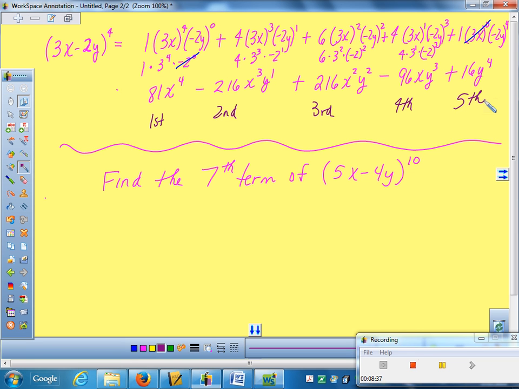So that means, yes, if I say find the 7th term, then your y will have a 6th power on it. So in this case, since it's negative 4y, you will have negative 4y to the 6th power. Well, basically you work these from back to front. So now we have to figure out, okay, I have 5x, what power would be on it?